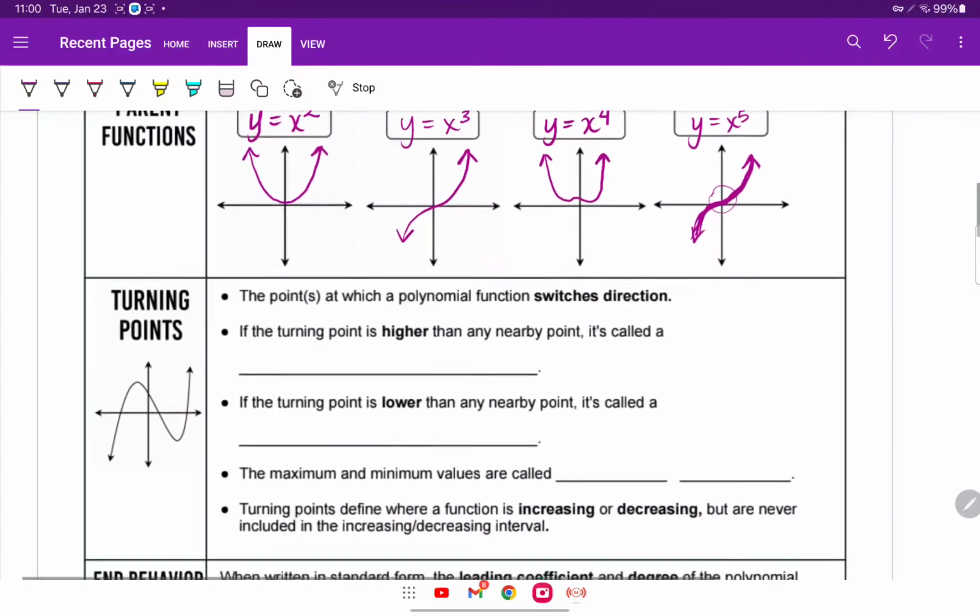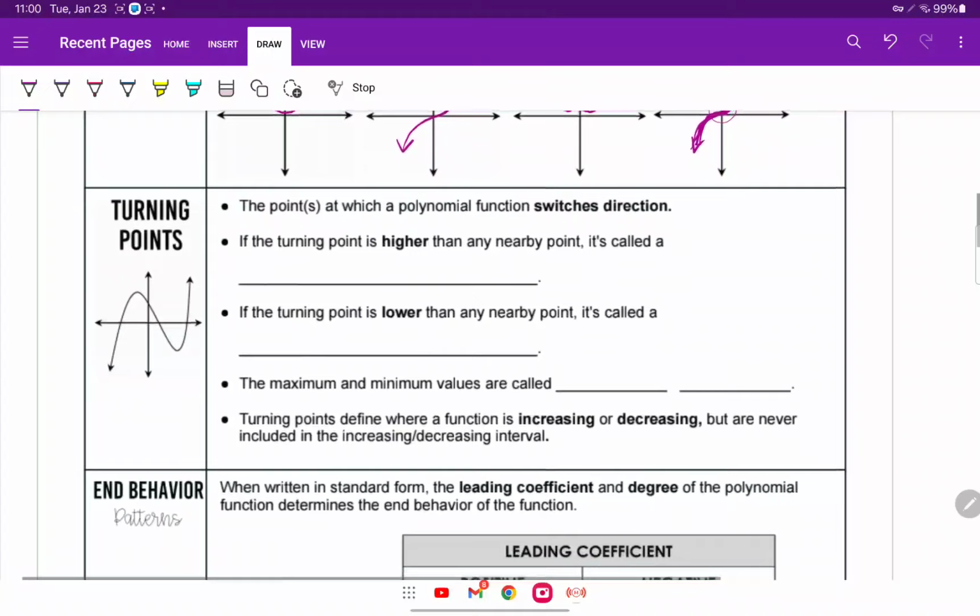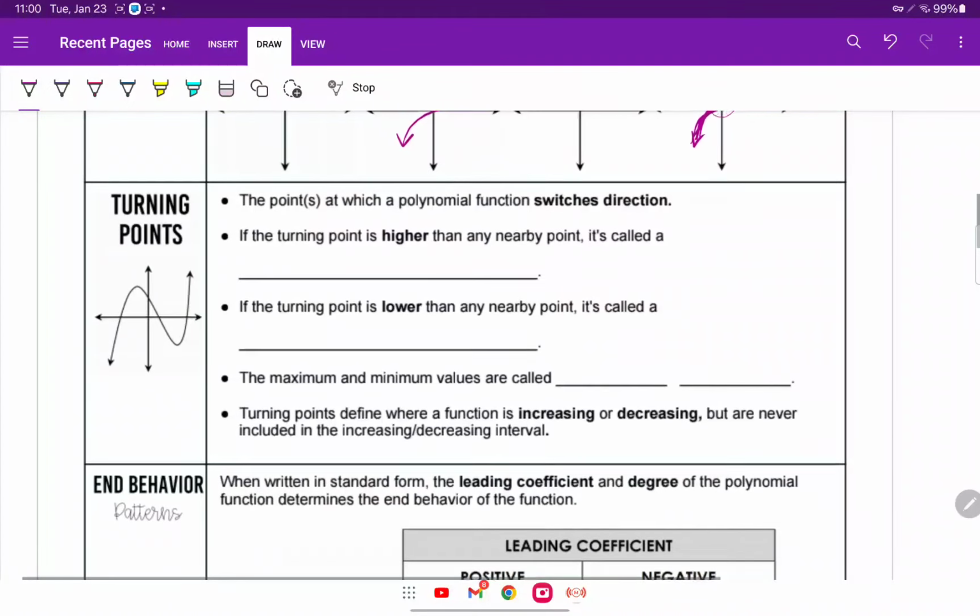All right, so now let's talk about these particular types of graphs and some of their characteristics. A point where a polynomial switches direction is called a turning point. So if I were to be looking at this graph, I'm going up here, and right here I'm switching the direction to move down, and here I'm switching direction to move back up. These are your turning points.